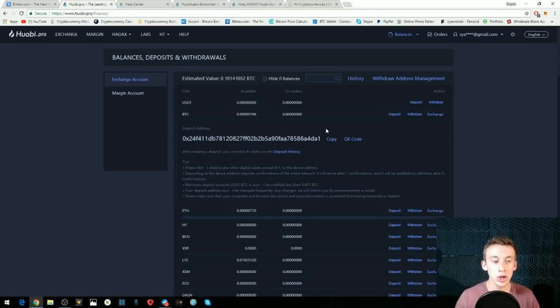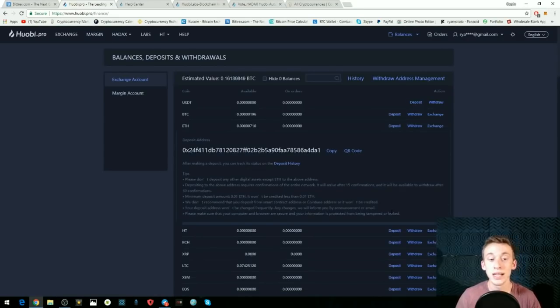Now make sure you read all this information down here whenever sending anything or receiving anything, because you want to make sure you do it correctly. For example, if I was to send Ethereum to this Bitcoin address, I would lose my Ethereum forever. Each cryptocurrency has its own specific address that is unique to yourself. So make sure you're sending to the correct address for the correct cryptocurrency.